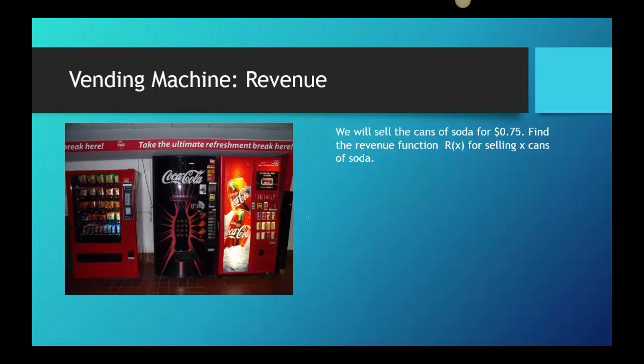So the first step in talking about that is revenue. We have to charge a price for these cans of soda, and let's say a typical price would be 75 cents. So let's construct our revenue function. Really important to know that revenue is price times quantity, and if you just want to have variables, it would be little p times little x. So for our particular case, I have 0.75x, so here's my revenue.